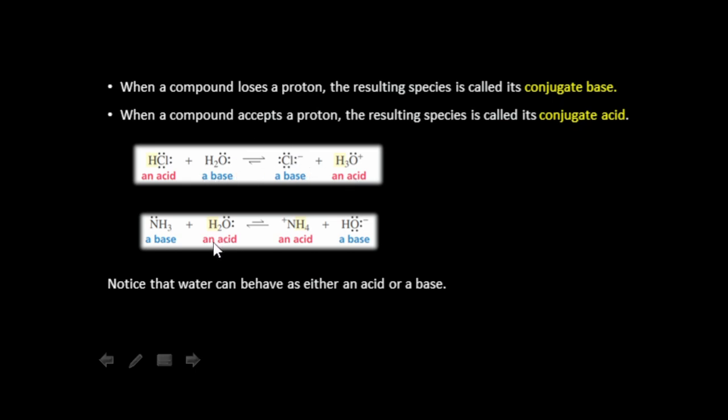Similarly, see this reaction, ammonia with water. In the previous reaction water reacted as a base, but in this reaction water donates H+ and is converted to the OH- ion. Here it is the acid, and OH- is the conjugate base. And here ammonia, the base, accepts H+ and is converted to the ammonium ion. So here water acts as an acid instead of a base. Water can behave both as an acid as well as a base.